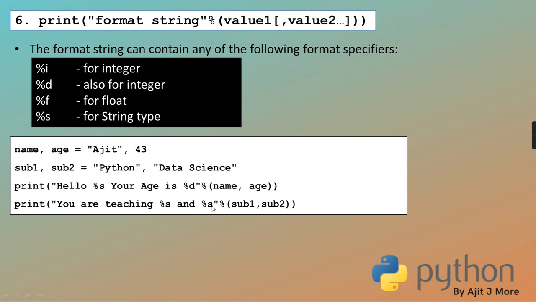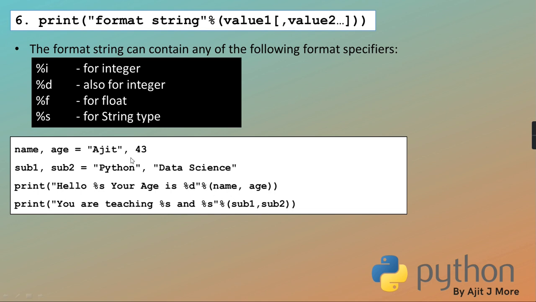Again, a few examples of this. Again, the same 4 variables I have created: name, age, sub1, sub2. Now just check this format string. In this format string, there are 2 format specifiers, %s and %d. And then I have given % and then the tuple of values. So name will be replaced in place of the first %s, and age will be replaced in %d.